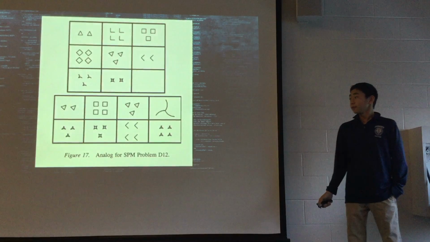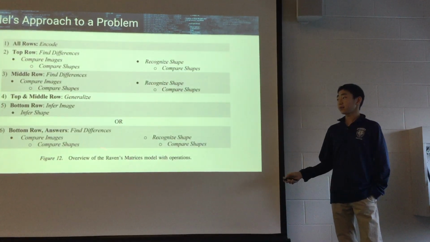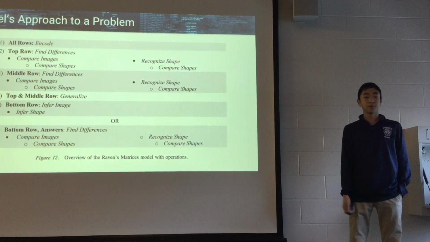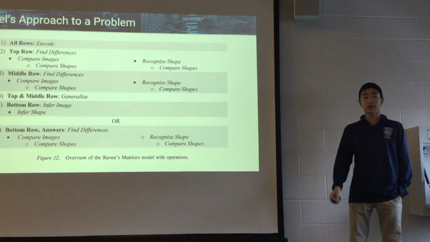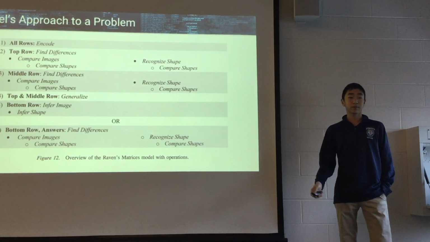So for this more challenging type of problem, the model resorts to a 6th step if it can't solve it by inferring the image. The sixth step is simply brute force. It'll iterate over each of the 8 answer choices, plug them in, and see which is the best fit. Whichever one is the best fit is its answer.